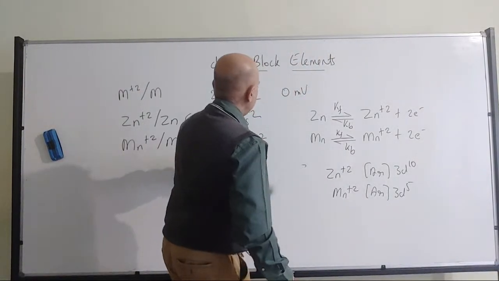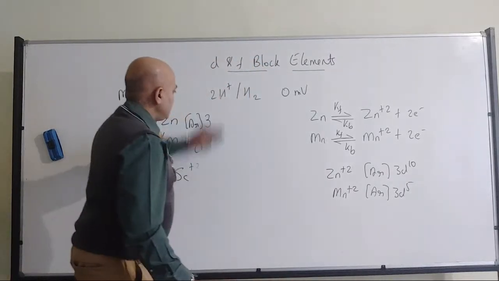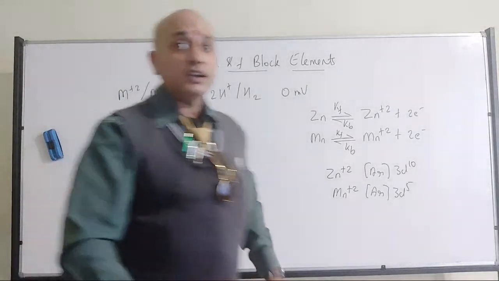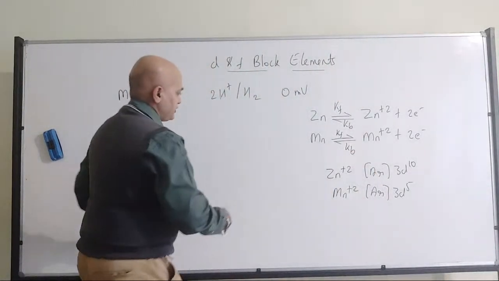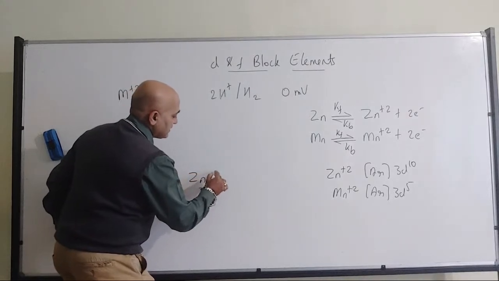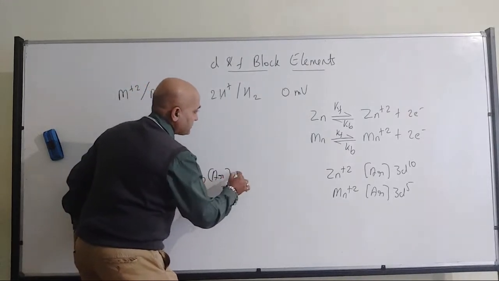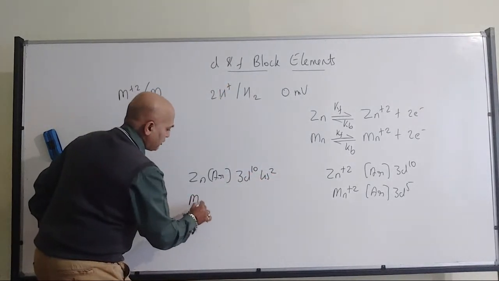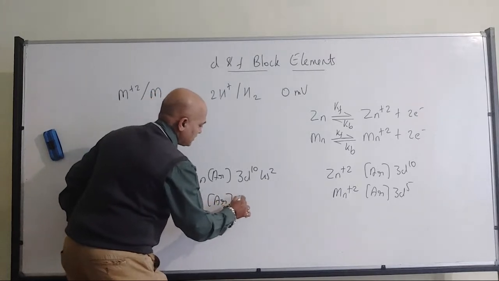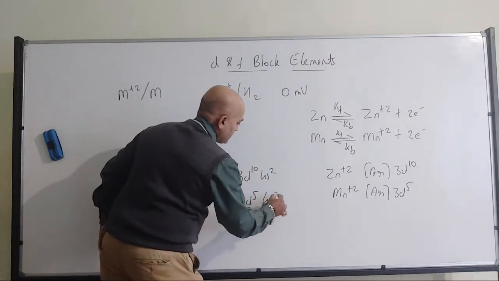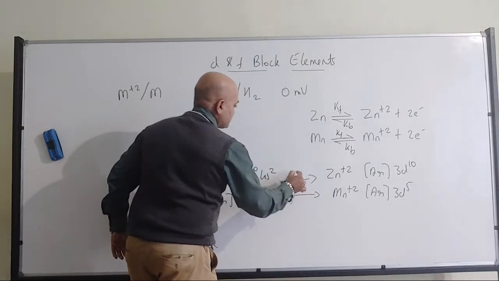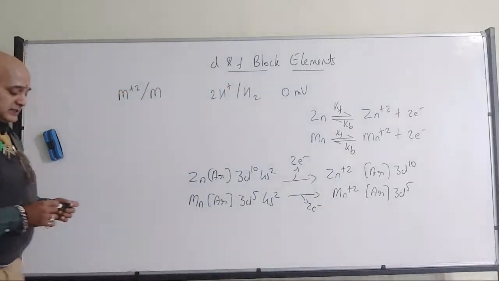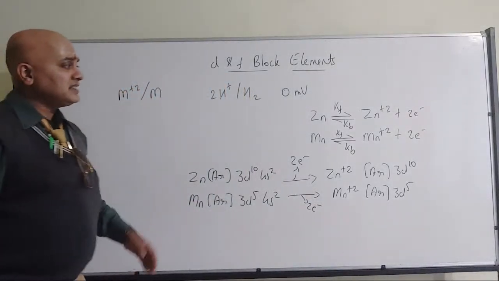So what I mean to say here is, whenever zinc is getting converted, which we have already discussed when I was talking about electronic configuration, for zinc we have argon 3d10 4s2, and for manganese we have argon 3d5 4s2. So this is what happens when they lose the 2 electrons, right?